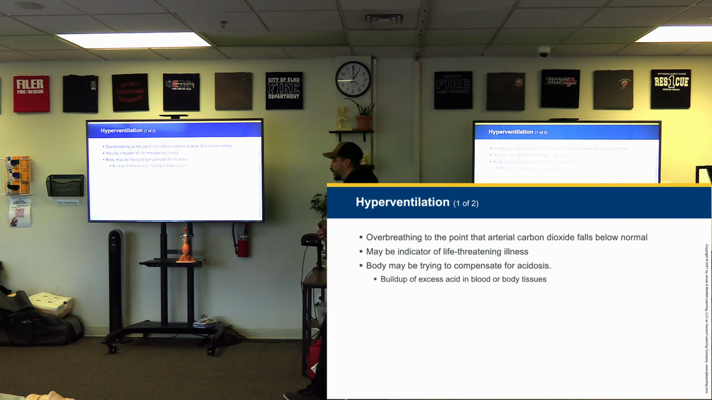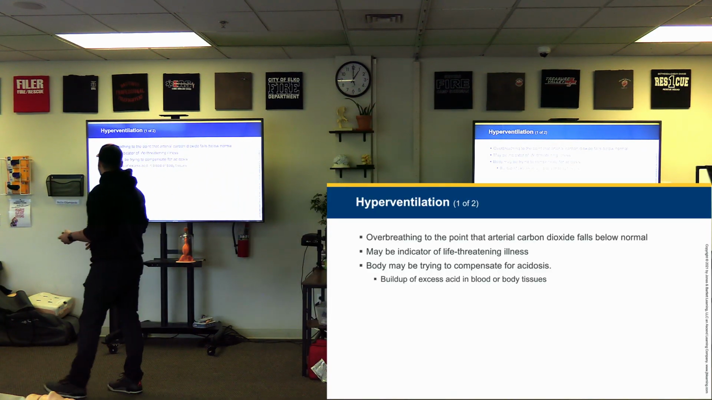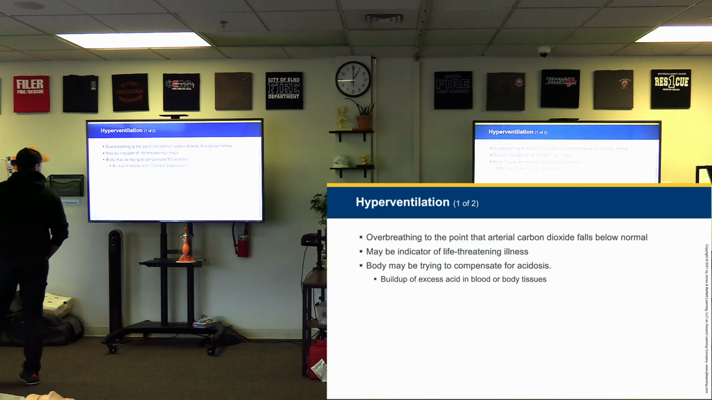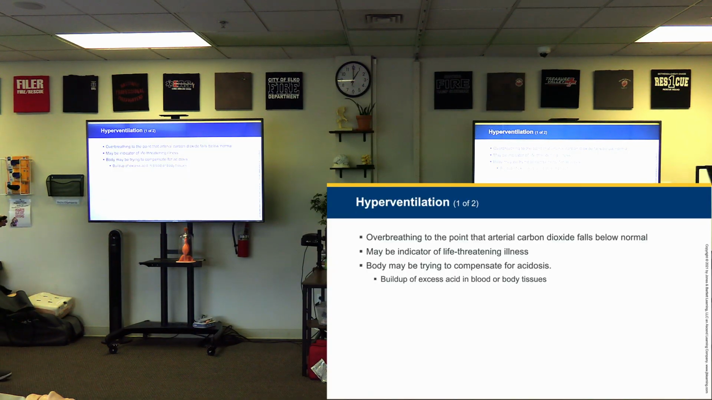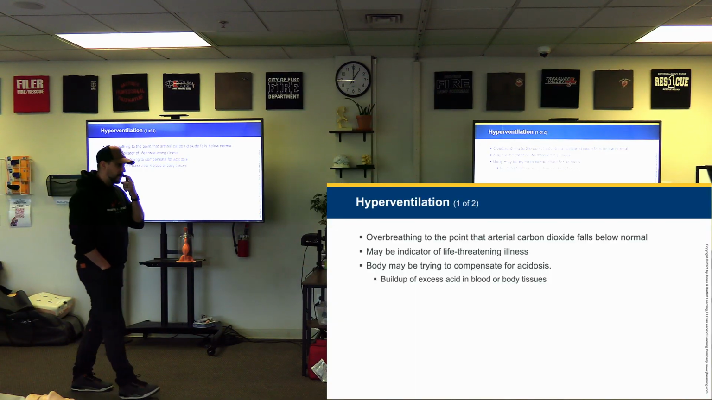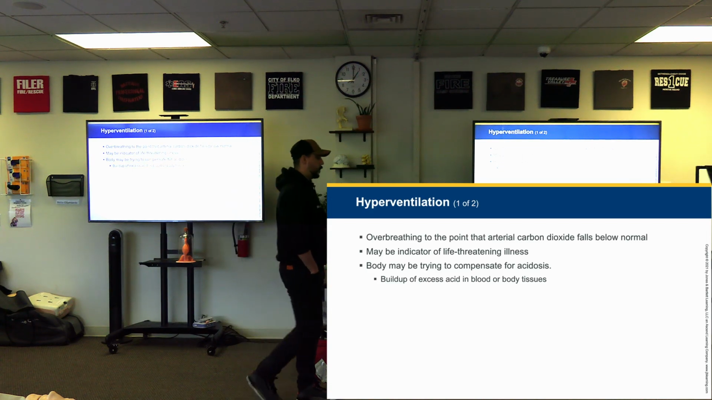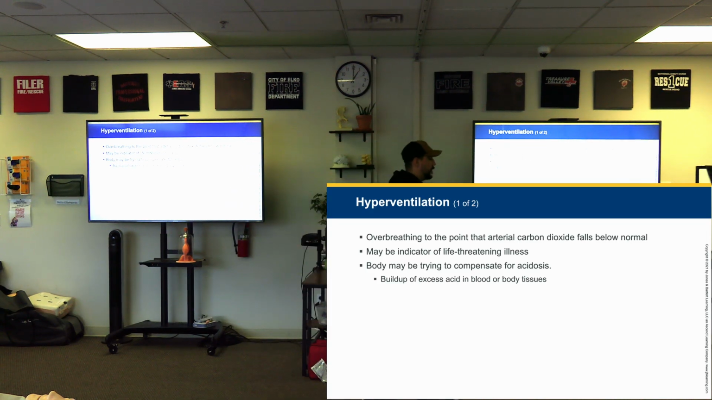Okay, moving on to the next one, hyperventilation. They're breathing too fast. Okay, so they overbreathe to the point that arterial carbon dioxide falls below normal. A portion of this is the pons on the brainstem, the little Adam's apple looking guy on the brainstem, taking over and basically putting you in a fight or flight. Your pons is saying, you're not doing a good job breathing, I'm going to take over, which is where panic attacks typically start. Now, hyperventilation can be an indicator of a life-threatening illness.